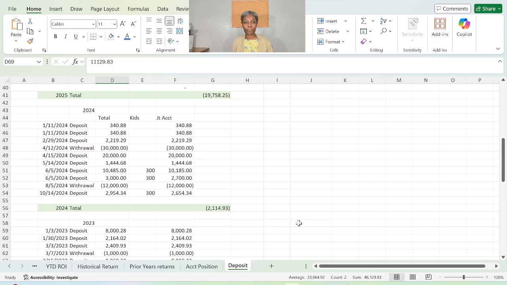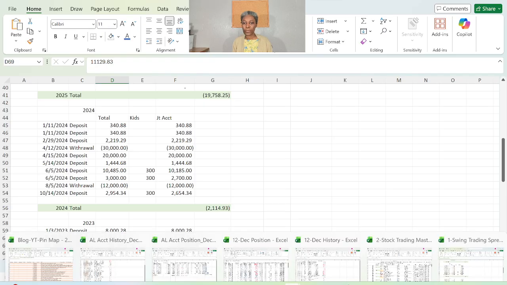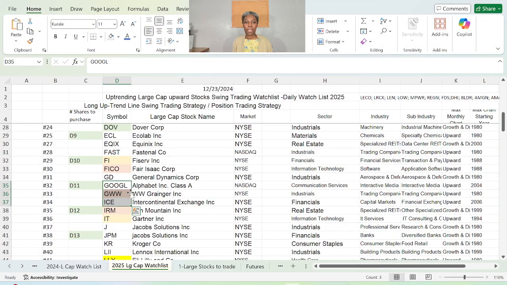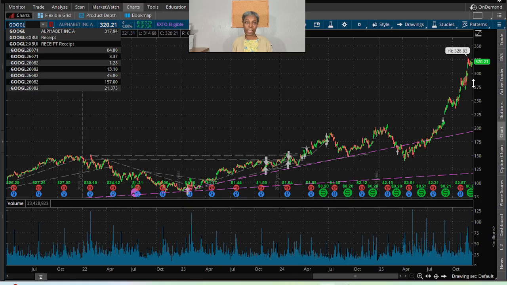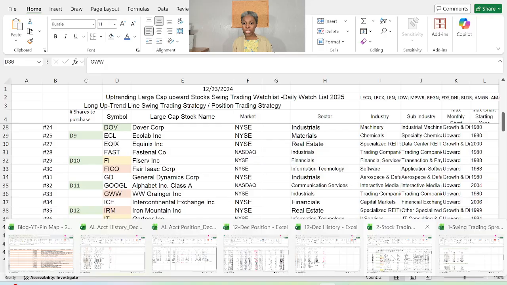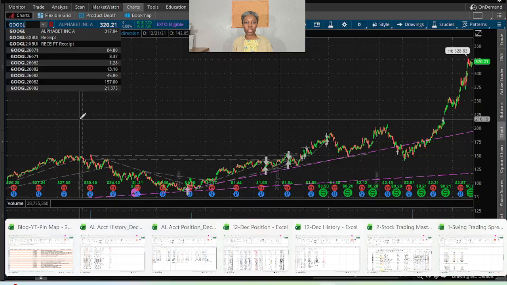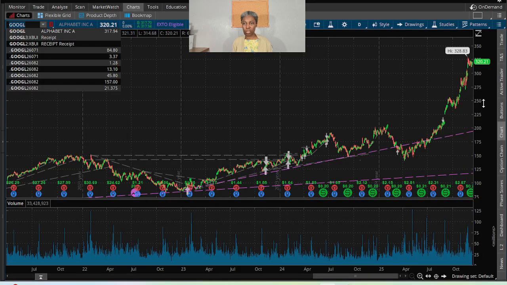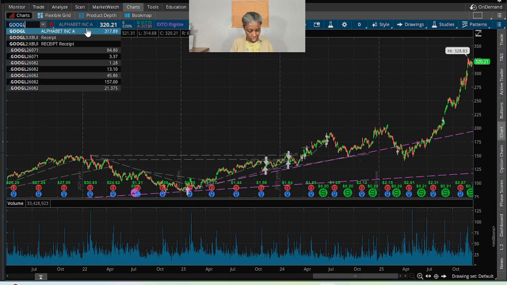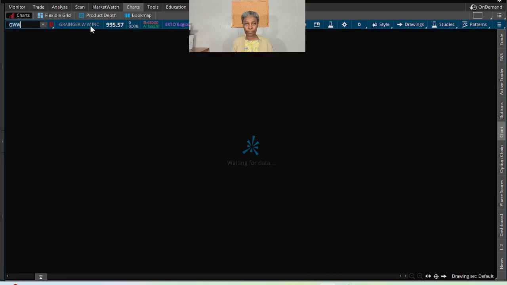So now let's go to today's analysis and do two more analyses. So Google is not a buy for us today. Although we purchased it and sold it this year, if you want, we can check how much we made from that one. So GWW, because this is 2025, we purchased it there and we sold it there. We have arrows there. So let's check GWW.